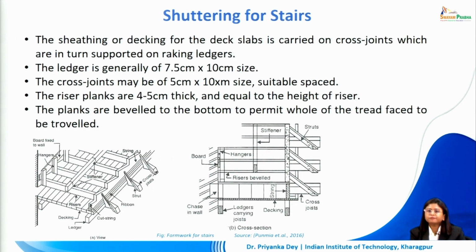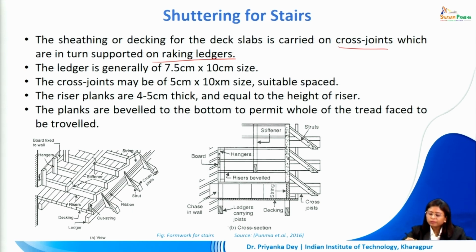When we are doing shuttering for stairs, the sheathing or decking for the deck slabs is carried on cross joists, which are in turn supported on raking ledgers. Now the ledger is generally 7.5 cm to 10 cm in size, and the cross joists may be 5 cm to 10 cm in size, and they are suitably spaced out. The riser planks are 4 to 5 cm in thickness, and they are equal to the height of the riser. The planks are beveled at the bottom to permit the whole of the tread face to be troweled.